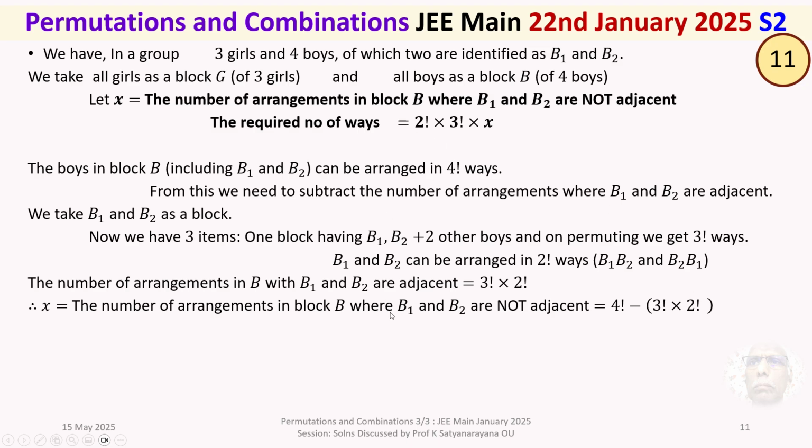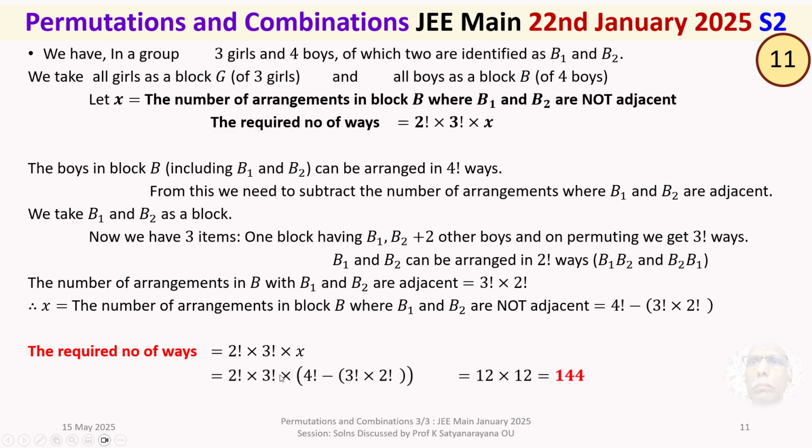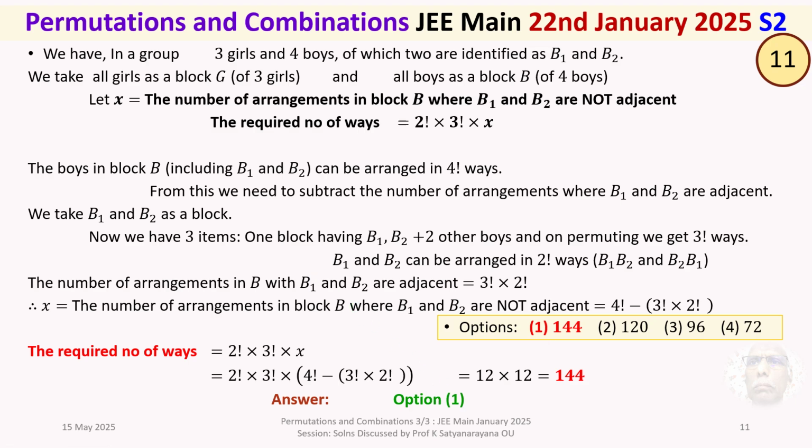Now the required number of ways is 2 factorial into 3 factorial into X, which is written here. Simplifying, we will get 12 into 12, that is 144. So let's look at our options. Our answer 144 appears against option 1. Therefore, the answer to this question is option 1.